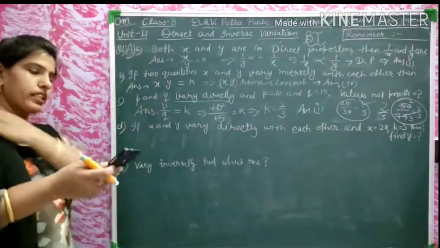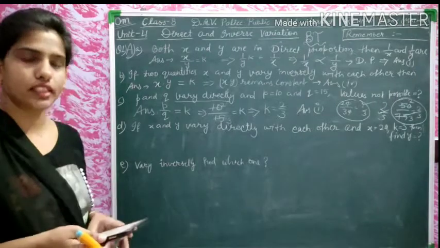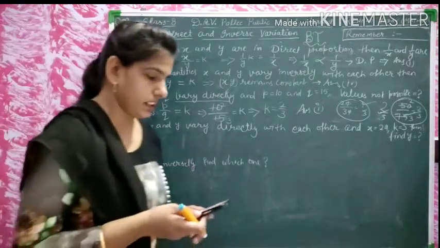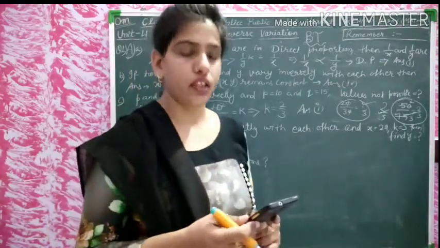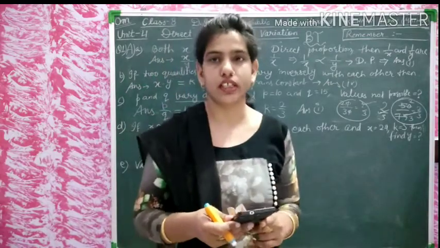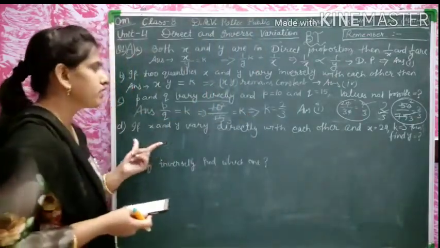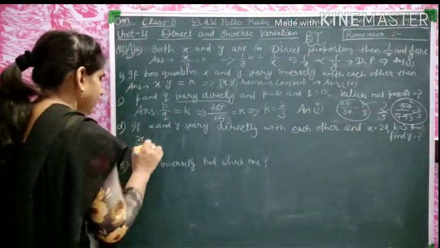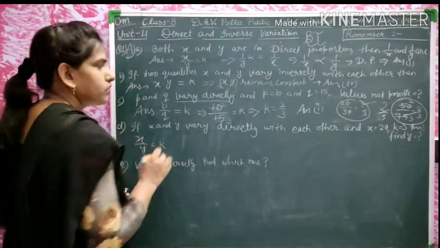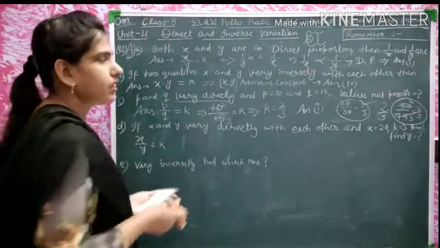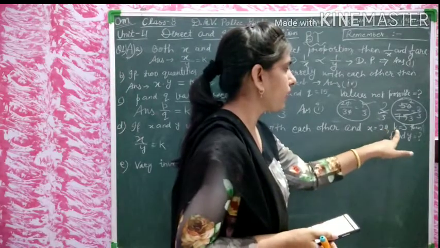Now we will go to the next question, that is question number D. If x and y vary directly with each other, it means their ratio is constant. X upon y is equal to a constant, and it is given here that x is equal to 24 and k is equal to 3.